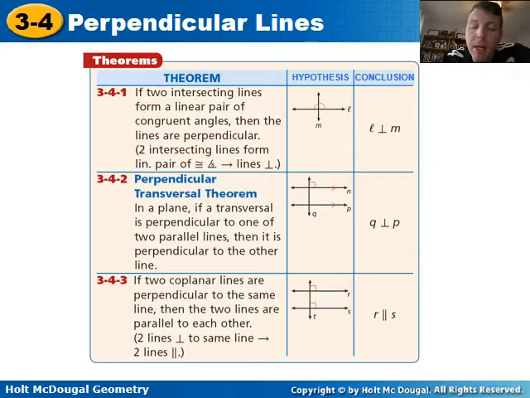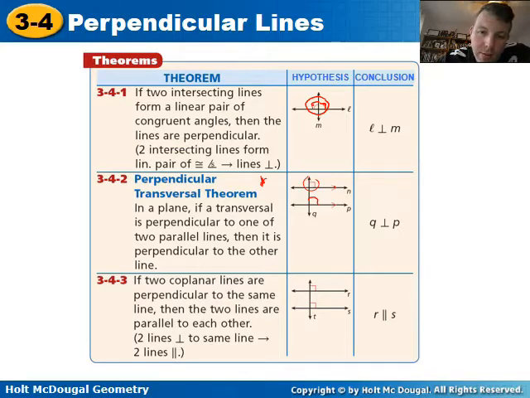Okay, basically what that means is that if I'm forming a linear pair here, and these two are 90 because they're congruent, then that means they're perpendicular. Okay, it's pretty simple to understand that. This one is important, the perpendicular transversal theorem. So in a plane, if a transversal, right here, is perpendicular to one of these lines, and they're both parallel, then this one has to be a right angle as well. That's basically what it's saying.